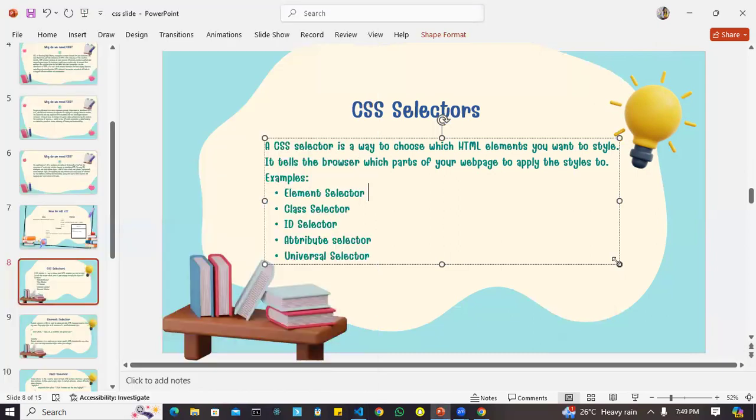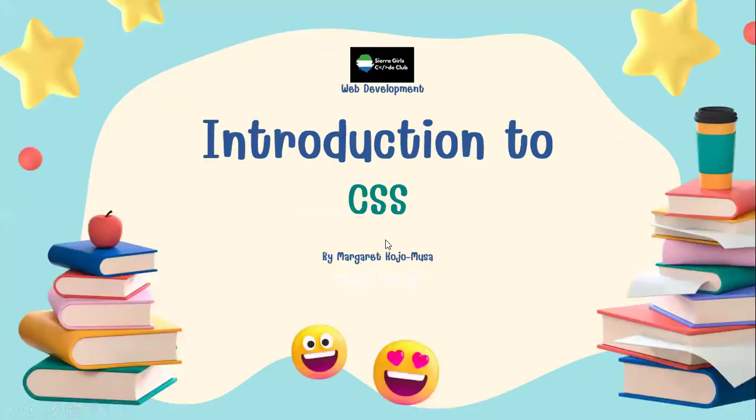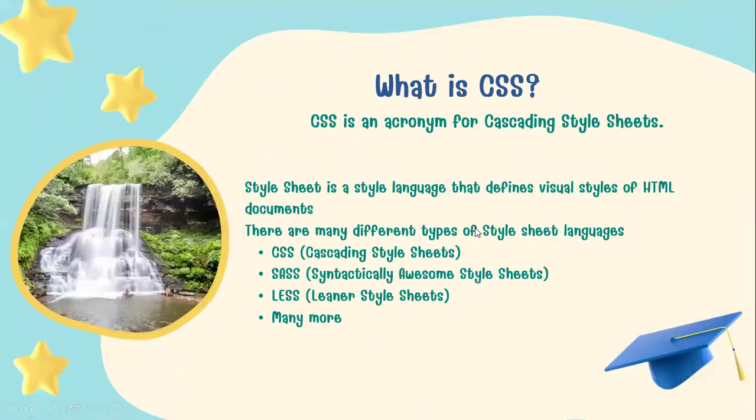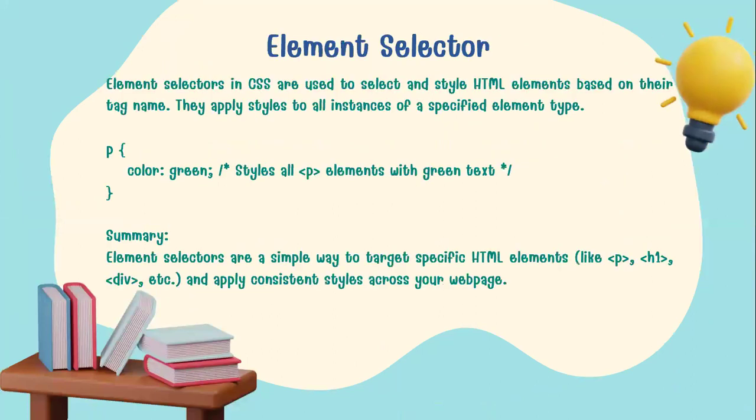Let me go to the next page. We have the element selector, we have the class selector, we have the ID selector, we have the attribute selector, and we have the universal selector. So now, the element selector.